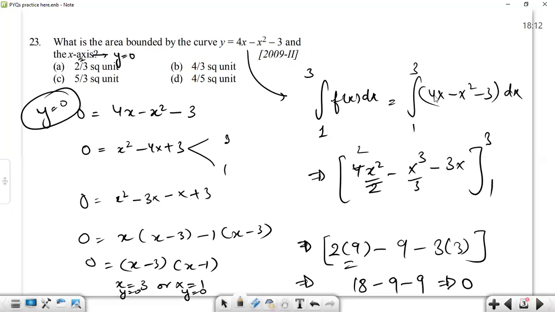We are missing out on something. 4x square minus x square minus 3. So 4x square by 2 minus x cube by 3 minus 3x, for y equals 0, and from 1 to 3. That's correct. What we are missing out is that we have only substituted this function for x equals 3, minus, also there is 1. So 2x square becomes 2, minus x cube by 3, minus 3 into 1, that becomes 3.